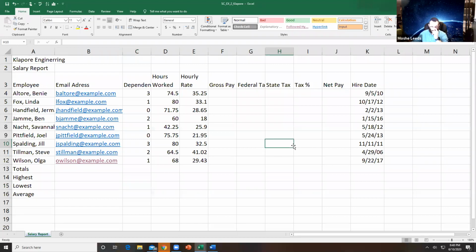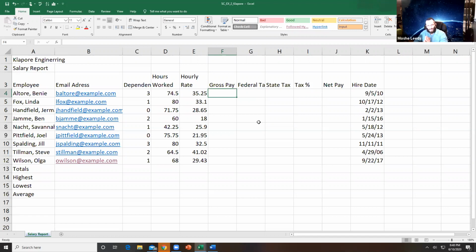So when you're entering formulas, you want to make sure that the way you enter a formula is consistent and not dependent on other moving parts. In other words, let's talk about gross pay. I want to figure out gross pay. So how do I calculate gross pay? I'm going to multiply the hours worked by the hourly rate.